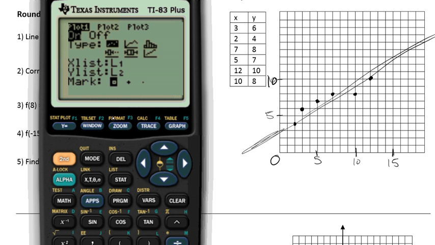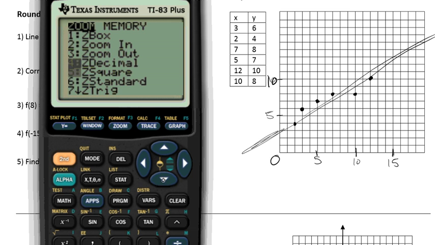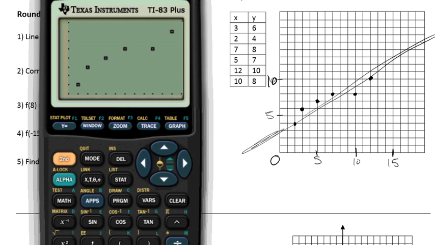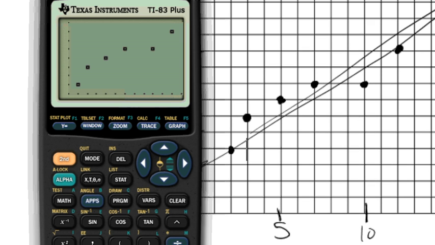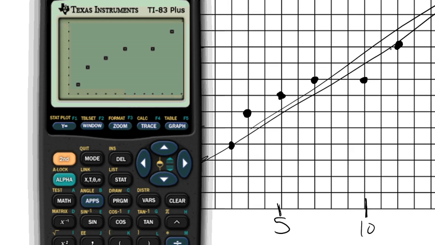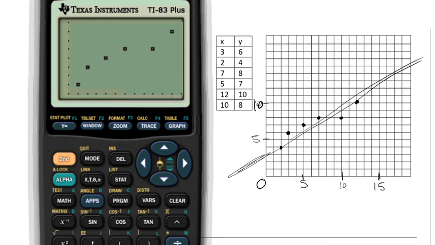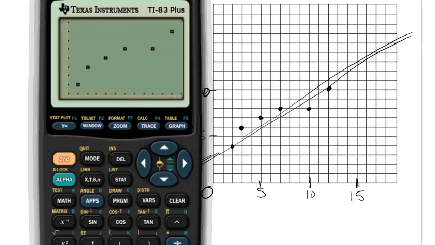A good thing to do once it's on is to hit zoom and then go down to zoom stat, which is choice 9. And when I do that, I can see this data is looking very much like the data set that I have here. I see the very same sort of pattern. So we've managed to plot these points on our calculator.